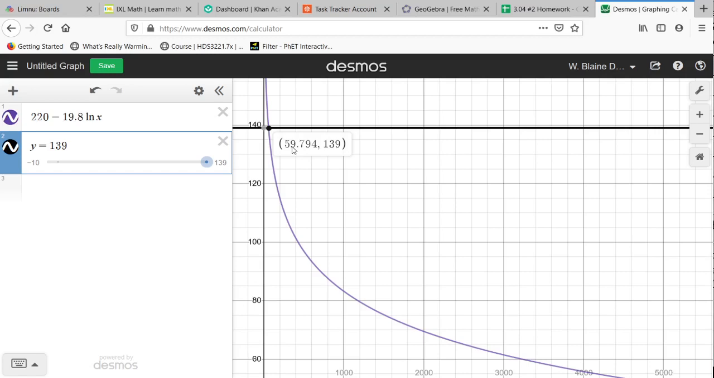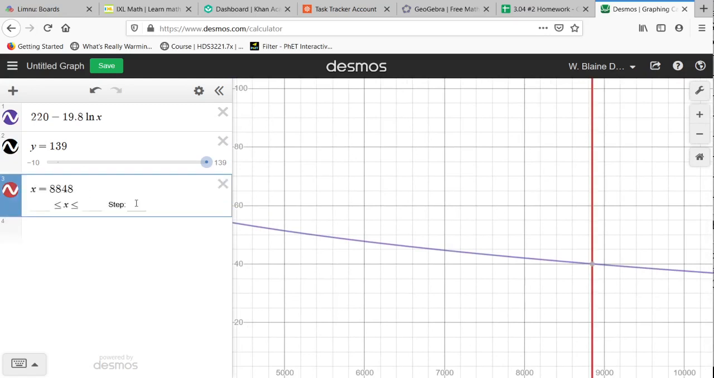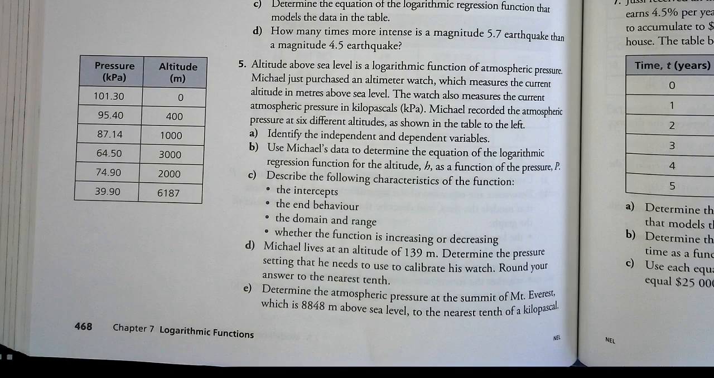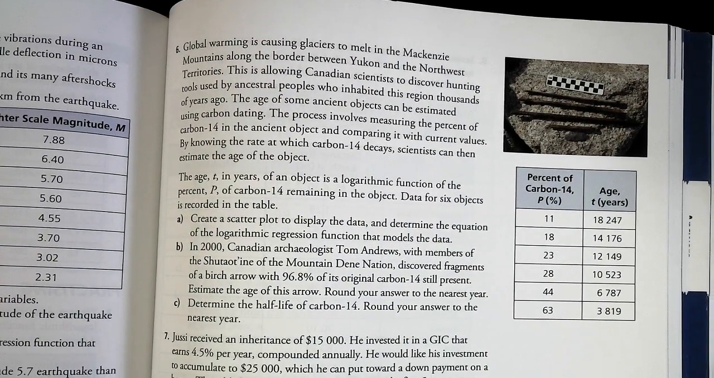And if we have an altitude of 8,848, we need to find the pressure for part D, the atmospheric pressure at the point of Mount Everest. That's at x equals 8848. So it's roughly 40.059 kilopascals. So those are the solutions for parts D and E. And question 6 will finish the assignment.